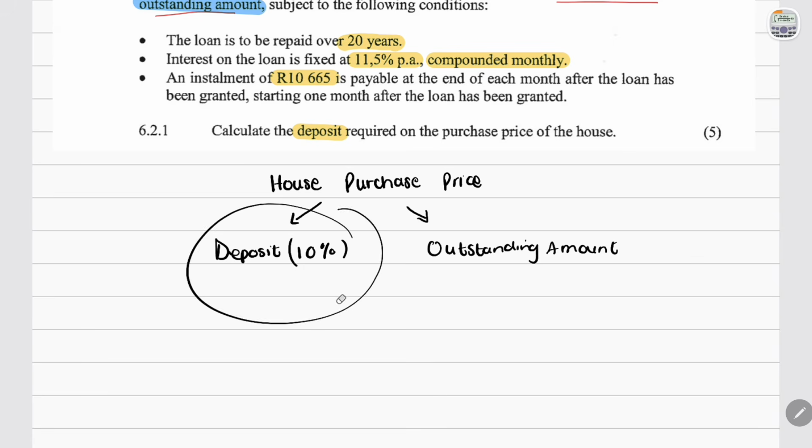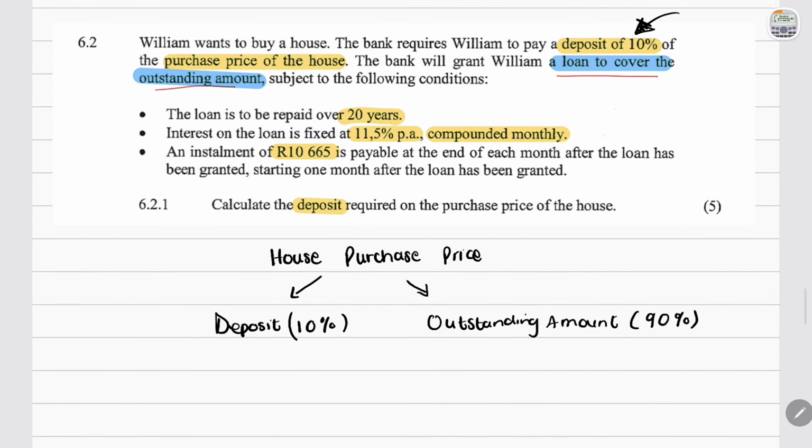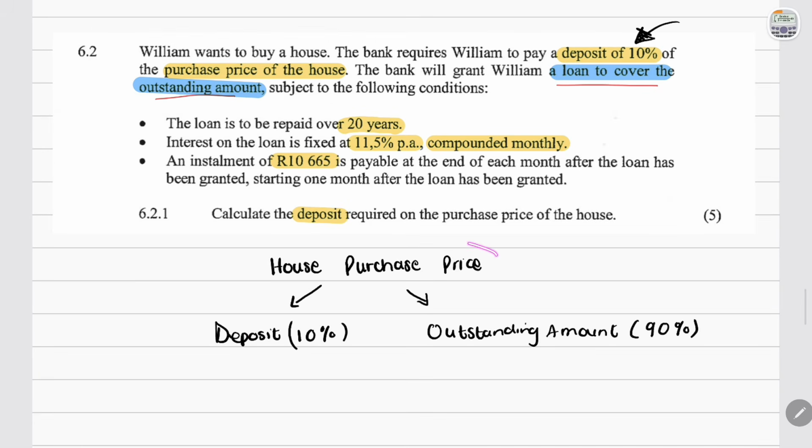So if the deposit he was paying is 10%, then the outstanding amount would be 90%, of course, of whatever the purchase price of the house was. Now, a simple way to do this, if we had this info, is if we had the purchase price of the house, then we could easily just see this and say, oh, it's 10% of that. But we don't.